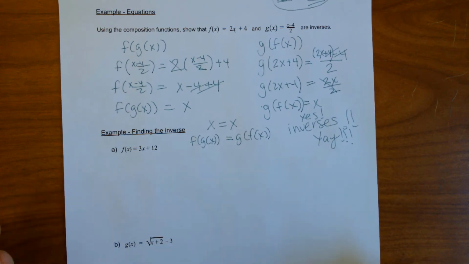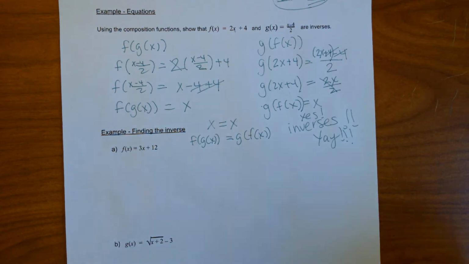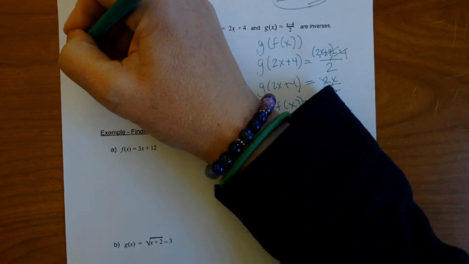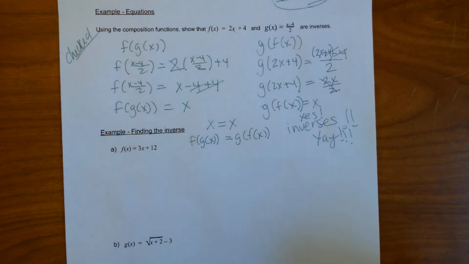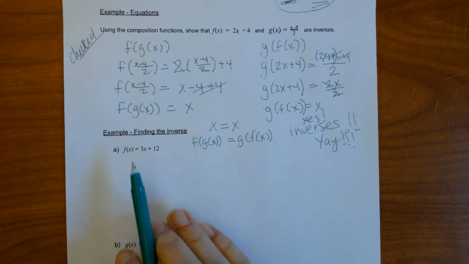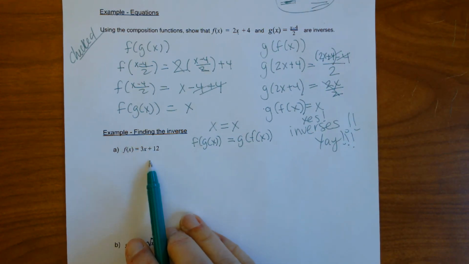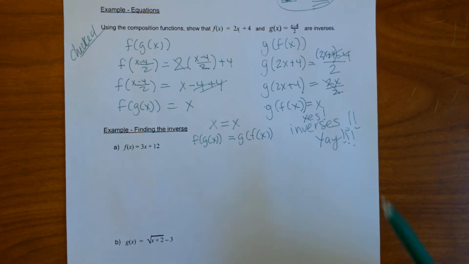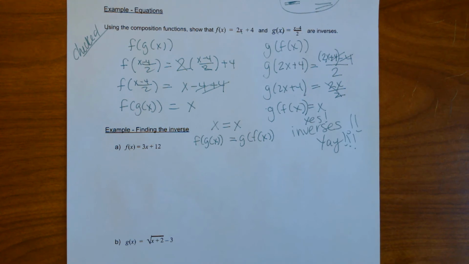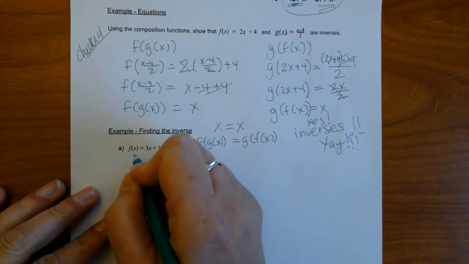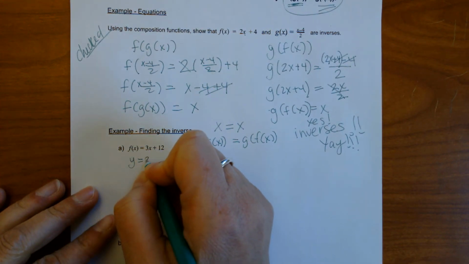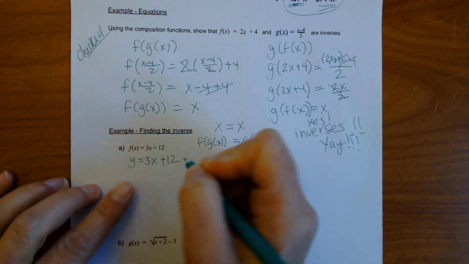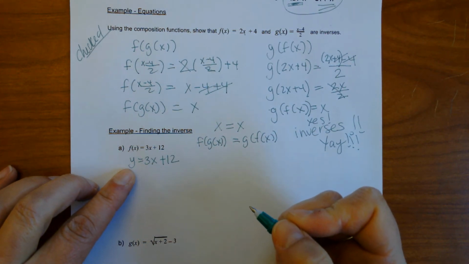Okay, so how do we find an inverse? So here, this is checking. We checked. But how do we actually find an inverse? So if I gave you f of x equals 3x plus 12, what do we do to be able to get the inverse? Well, I'm going to let you know. First, I'm going to change this f of x to y because it's just so much easier to work with. So I'm just putting y equals 3x plus 12.